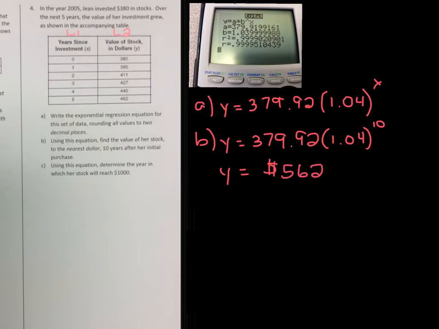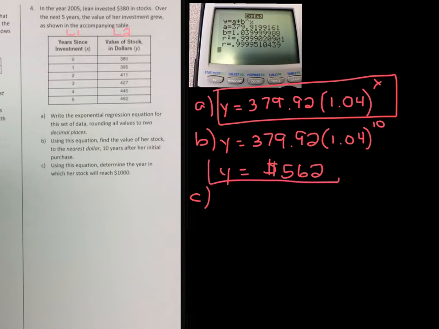Okay, and then part C, I like to go through and box off or circle my answers so they really stand out. It says using this equation, determine the year in which her stock will reach $1,000. So since we're looking for the year, we're looking for the x. The 1,000, the value of the stock, can go in for the y. So we'll have 1,000 equals, and we can just rewrite this entire right-hand side of the equation.